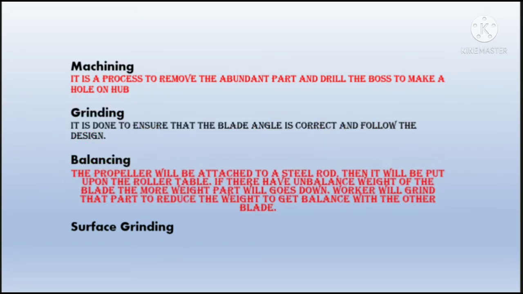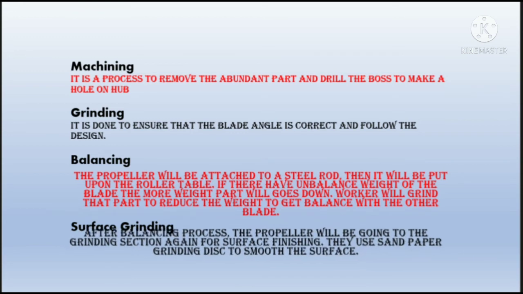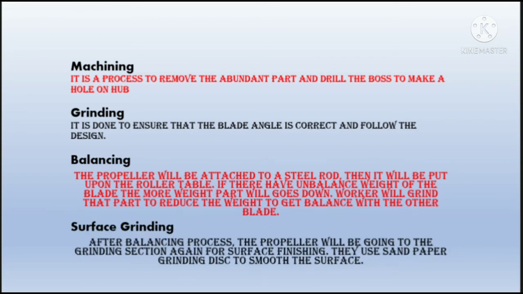After grinding, there is a process of balancing. The propeller is attached to a steel rod, then put upon the roller table. If there is unbalanced weight of the blade, the heavier part will go down. The worker will grind that part to reduce the weight to balance with the other blades. After balancing, there is a process of surface finishing. The propeller goes to the grinding section again, where they use a sandpaper grinding disc to smooth the surface.